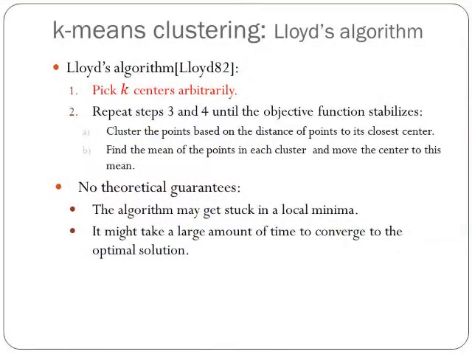I want to talk about Lloyd's algorithm first. Even though there are tons of approximation algorithms available, what is used in practice to cluster data is something very simple. It's a heuristic called Lloyd's algorithm, more popularly known as the K-means algorithm. What you do here is very simple. You start by picking k centers in a completely arbitrary manner. Then you cluster points based on the distance of the points to their closest center. Then again you find the centroid of these clusters and shift the centers to the centroids, and repeat the process until it stabilizes. Everybody knows about this.